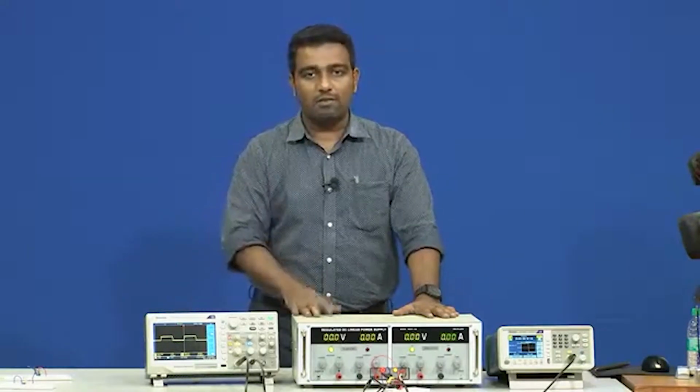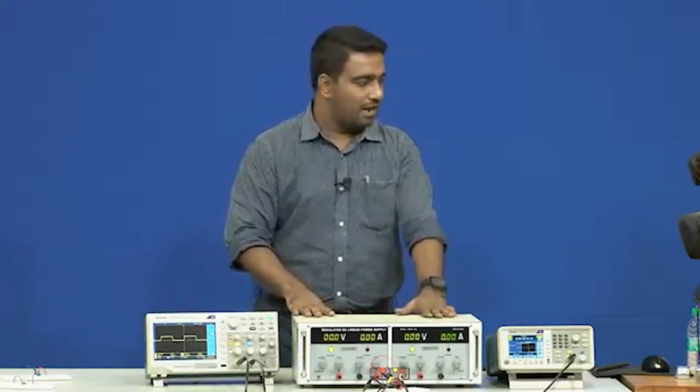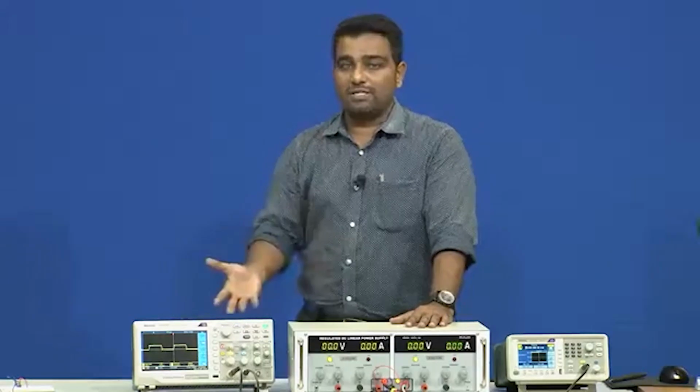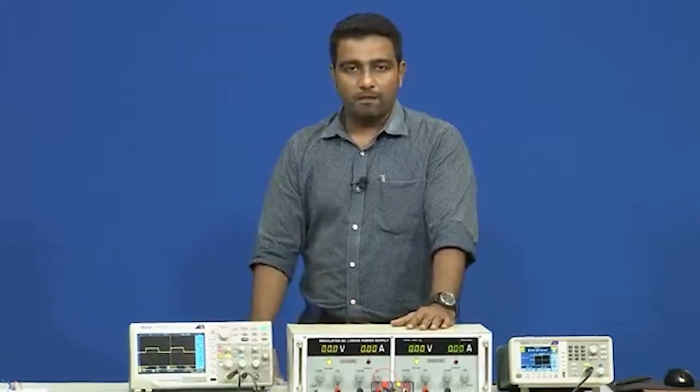Now, one thing, if you remember, in the slide we said that when increasing the frequency and watching the waveform, somewhere about 10 kilohertz, slew rate distortion will become evident. So, let us do that experiment. Let us bring the frequency low and let us increase it slowly, and you will see the change on the oscilloscope. Alright, can you please do that?